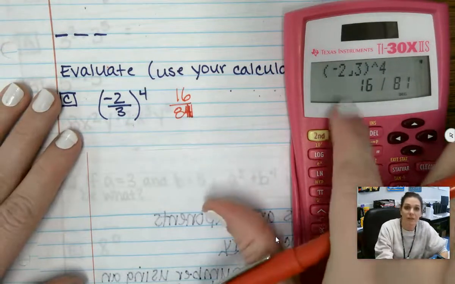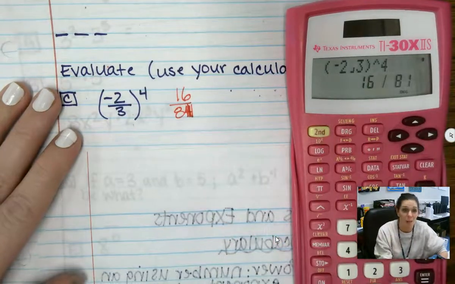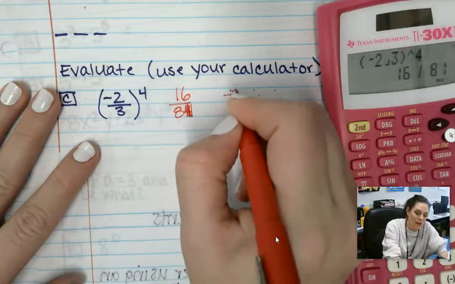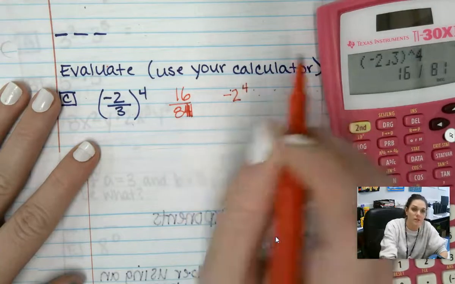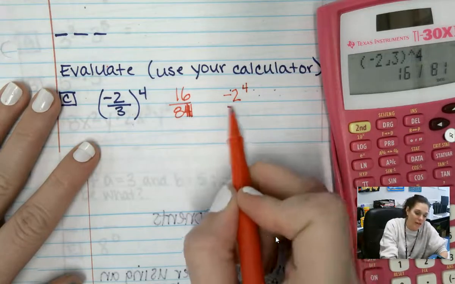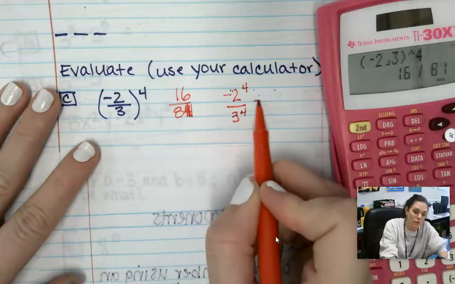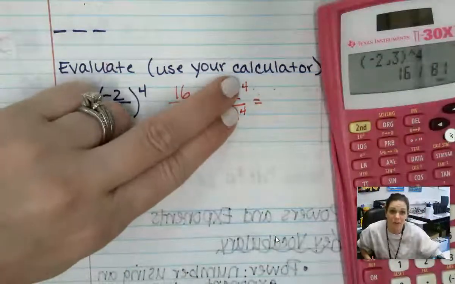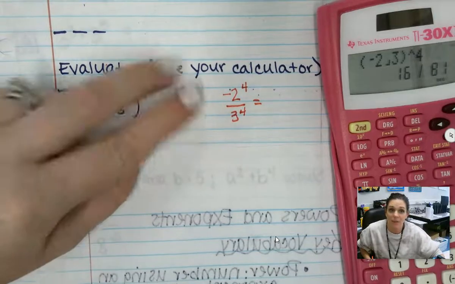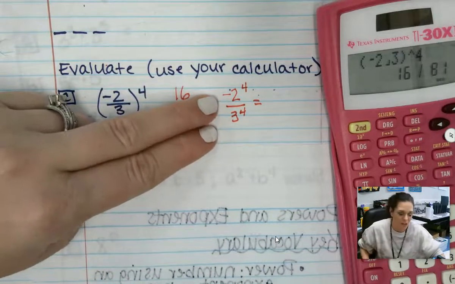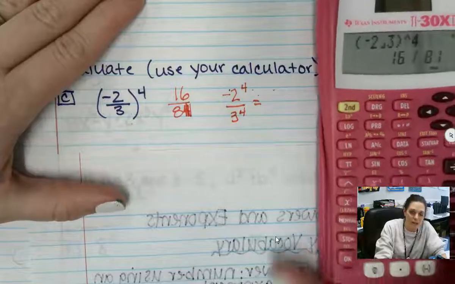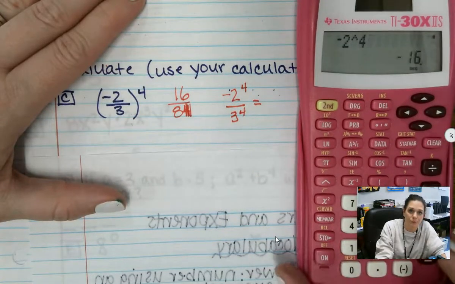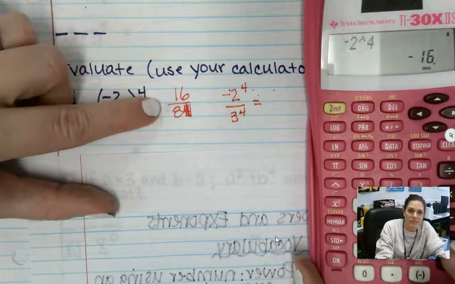If I'm not confident enough, or maybe I'm really good at mental math, I can treat each of these separately, where I can do -2 raised to the 4th power, and I can do 3 raised to the 4th power. These mean the same thing. So because I have the same exponent, I can keep that exponent and combine them together. And we're going to be talking about some of these rules. But I can do in my calculator -2 to the 4th power, which gets me 16.